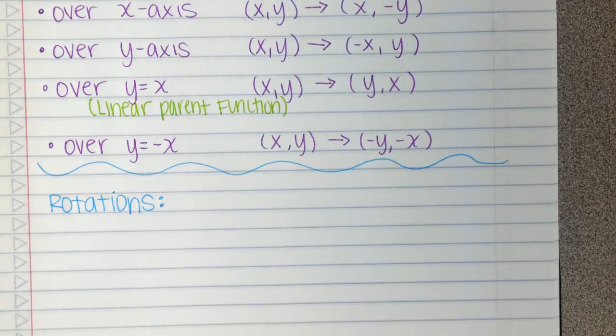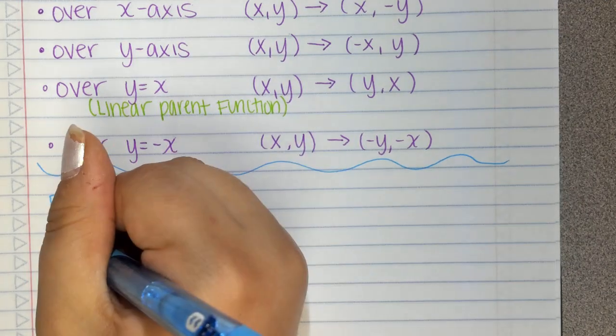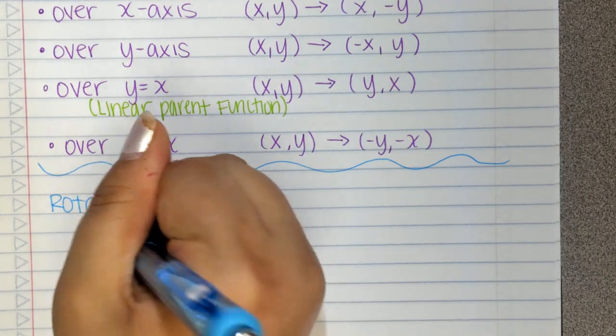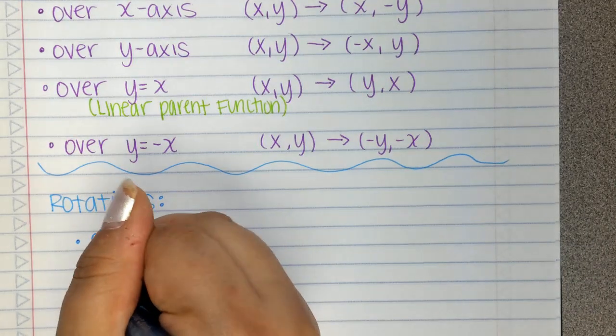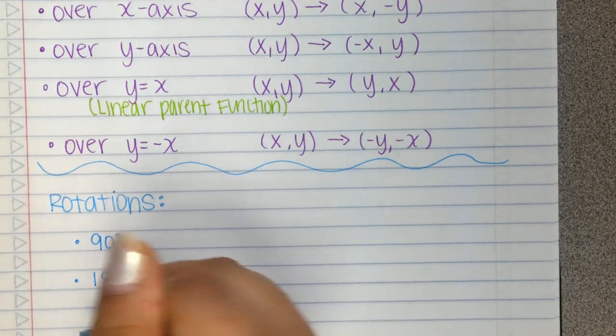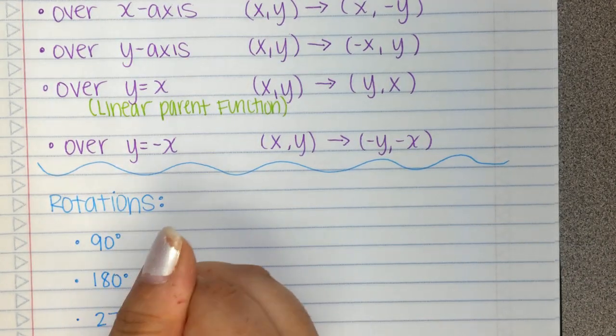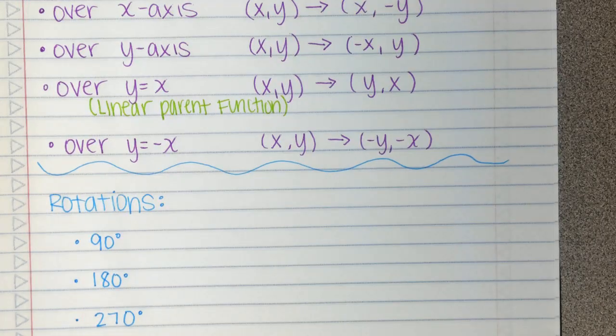All right, for rotations, we are going to rotate 90 degrees, 180 degrees, and 270 degrees. Okay? When you rotate 90 degrees, this rule, in my opinion, is the hardest one to remember.